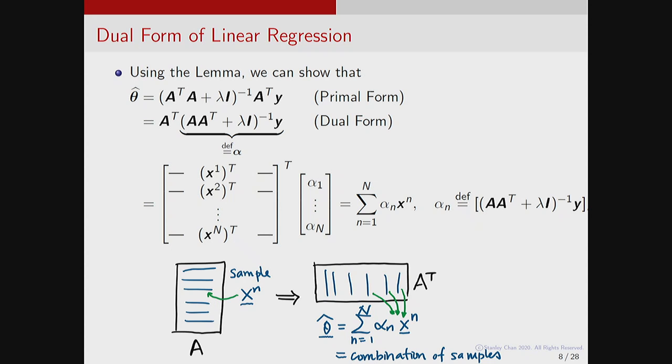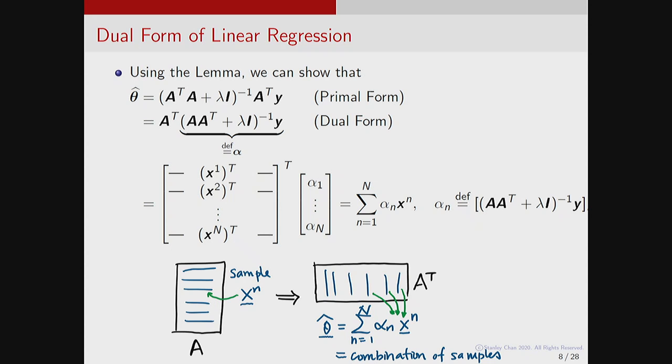Now, let's do some calculation. Let's look at the latter part. I'm going to define it as alpha. Now it is a vector. Why is it a vector? You have a vector here, and a matrix inverse times a vector will give you a vector. So I call this vector alpha. Then what do you have? Then you have A transpose alpha. See that? So A transpose alpha.